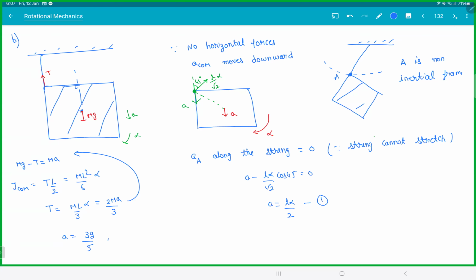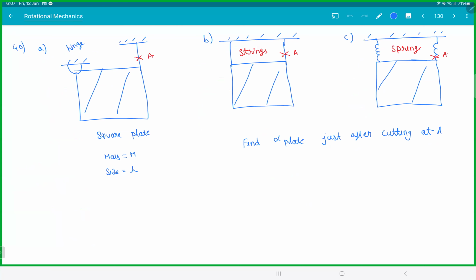Please check the steps. In this question, for a string, you need to realize that the point A can move and tension can change suddenly, so it doesn't work. That's the difference between a hinge and a string. What about a spring now? That is even more fun. So what if you have two springs and you cut one of the springs?